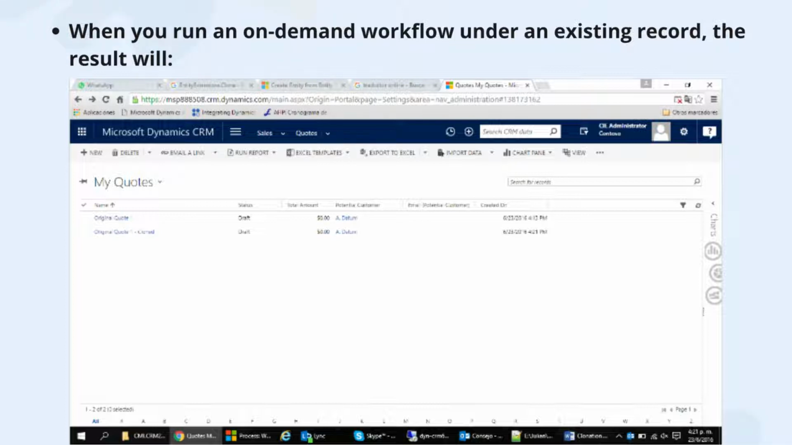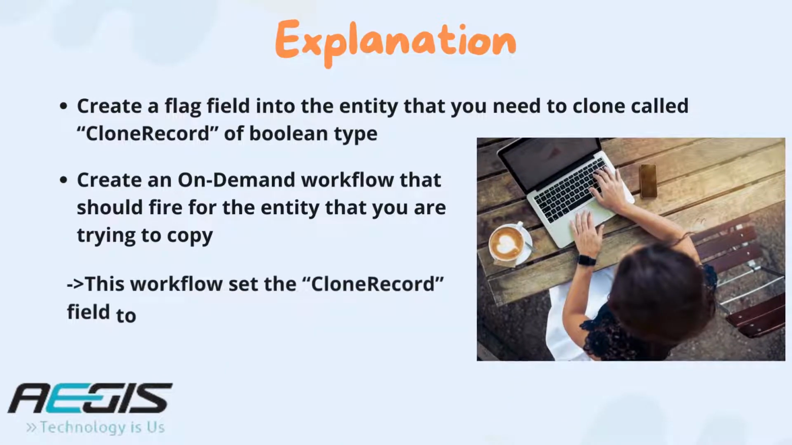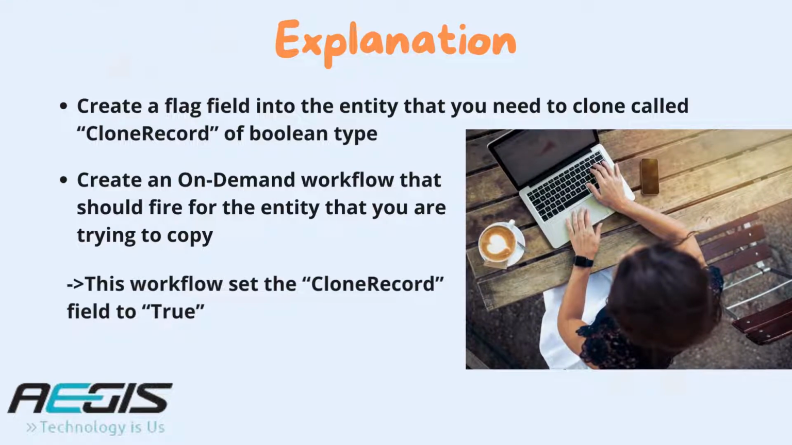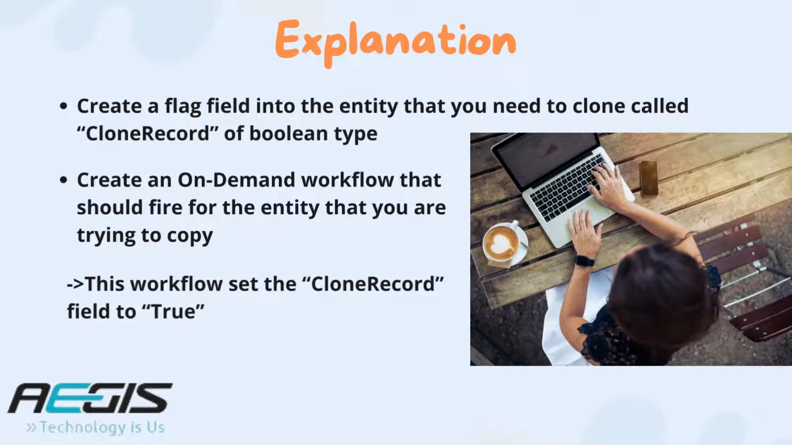In this case, you will need to write a few lines of code to handle this situation. I have designed a solution that involves a native process and a C# plugin to clone this kind of records and details. Let's understand in detail the whole process for cloning records. First, create a flag field on the entity that you need to clone, called cloneRecord, of Boolean type. Second, create an on-demand workflow that should fire for the entity that you are trying to copy. This workflow sets the cloneRecord field to true.